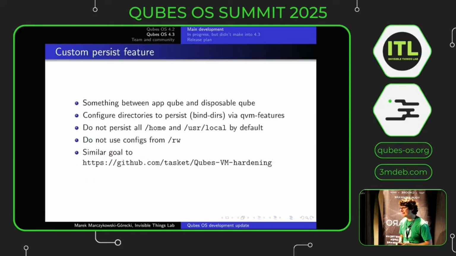Custom persist. This is something people asked about, and there were also some implementations out there to have a half-disposable cube. So you want a cube that is not fully persistent, but you have this one file you want to persist, to survive a restart or something. I don't know, browser bookmarks in your browser, but all the rest of the profile should be gone. Whatever.